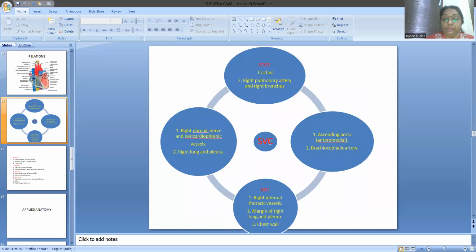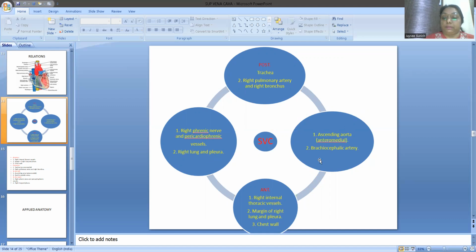First, posteriorly, we will see the trachea. Then we will see the right pulmonary artery and the right bronchus. So on the posterior side, the trachea, pulmonary artery and right bronchus are situated behind the superior vena cava. Now we will see the right side. On the right side, there is the right phrenic nerve and the pericardiophrenic vessels that supply the pericardium, right lung and pleura.